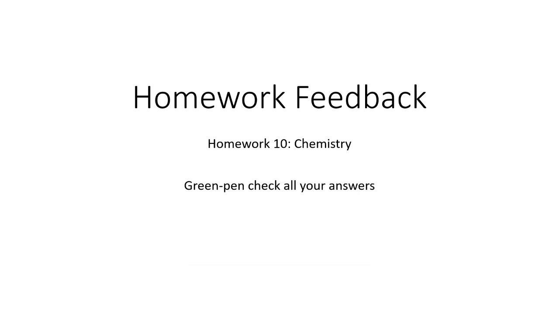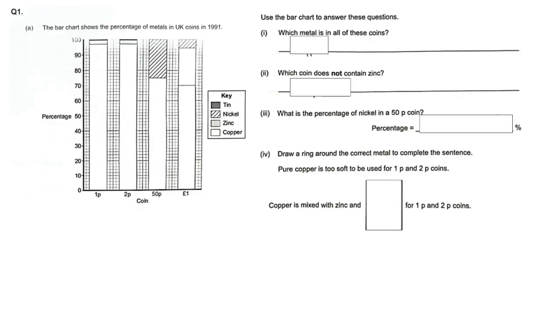Less than 15 minutes. Go. The bar chart shows the percent of metals in UK coins in 1991. Which metal is in all of these coins? So you can see that copper is present in all of them. So copper.